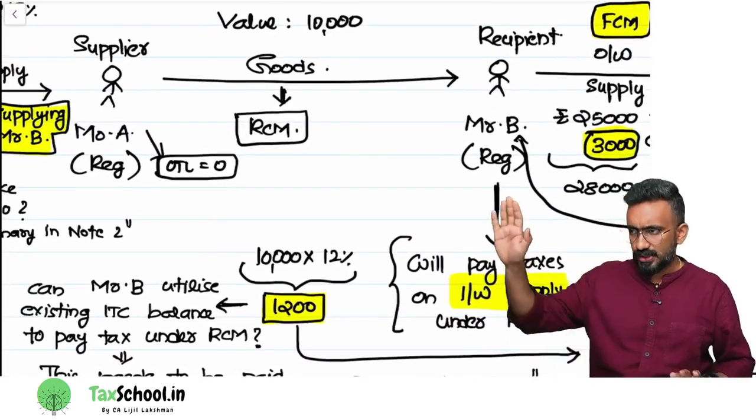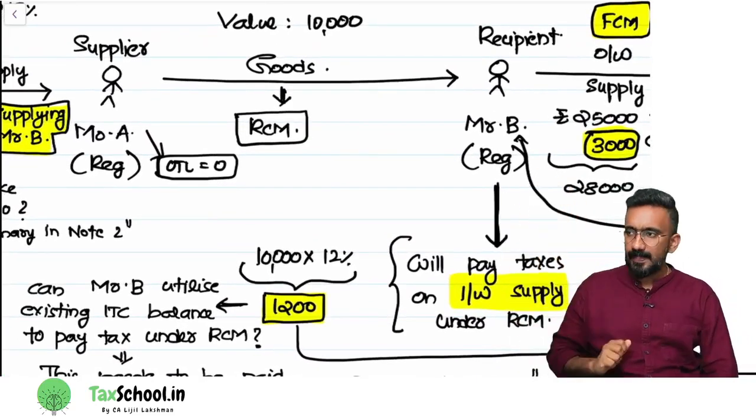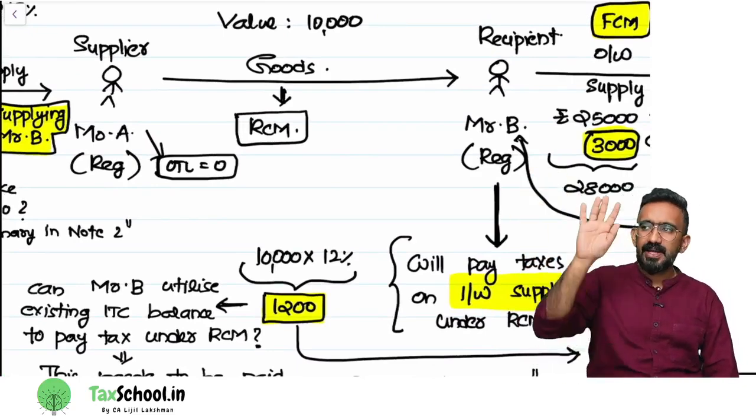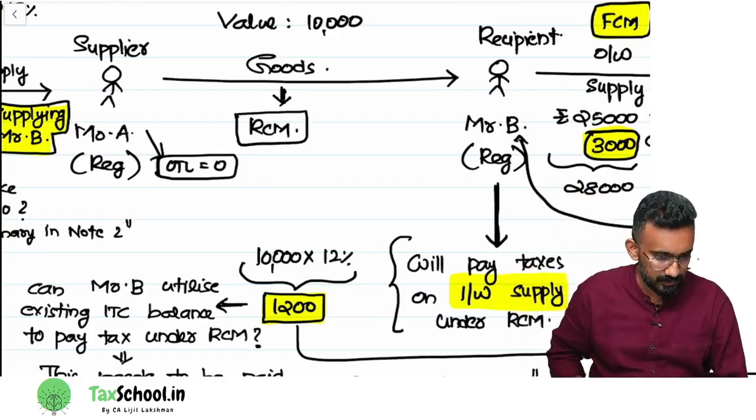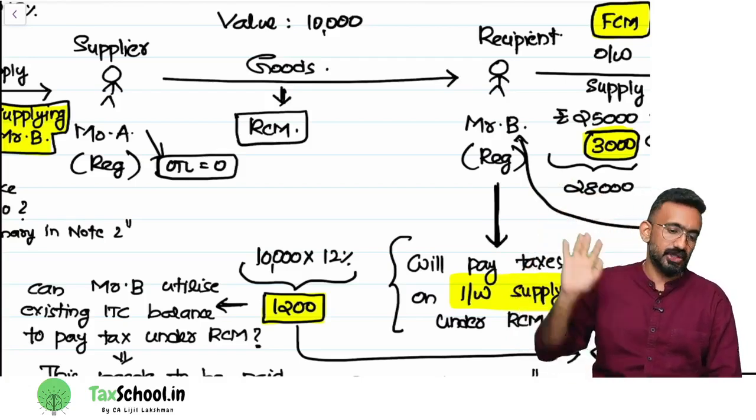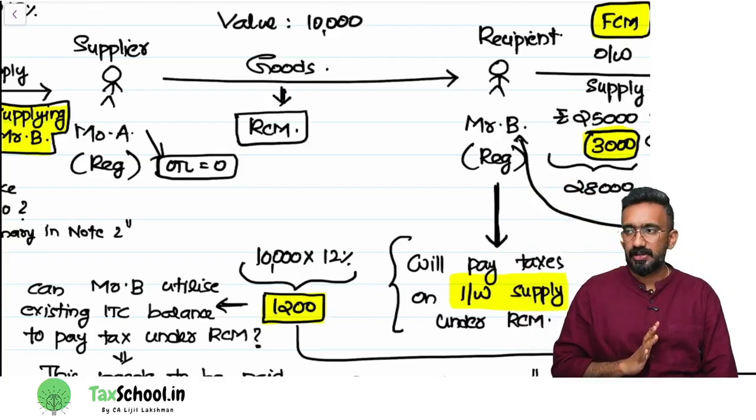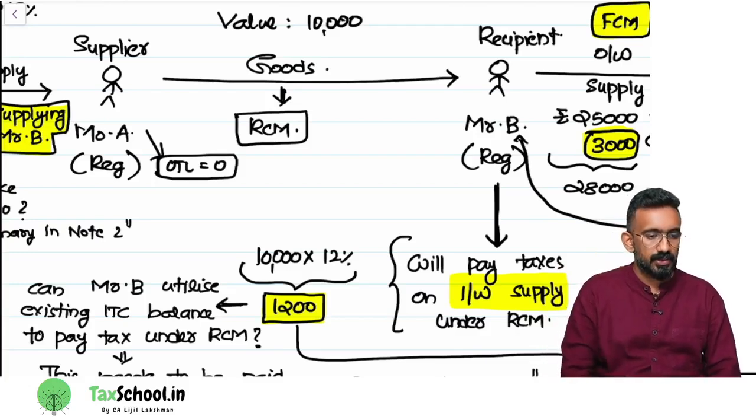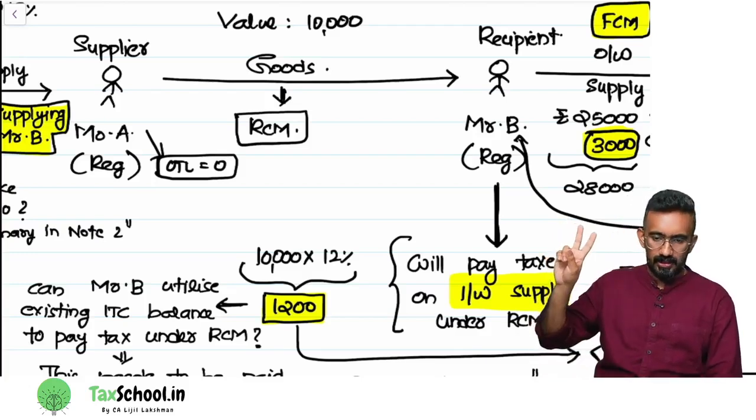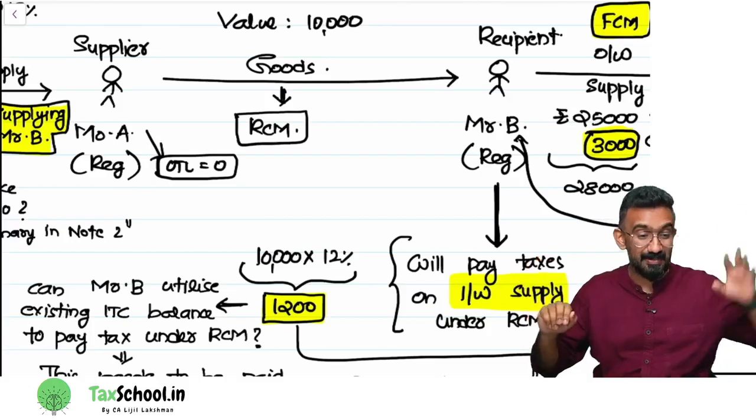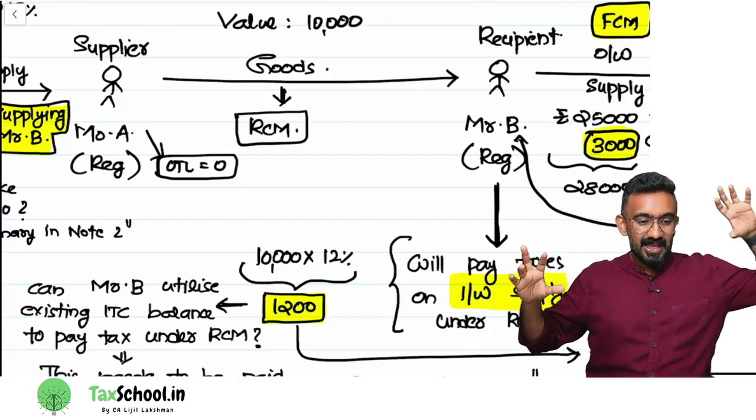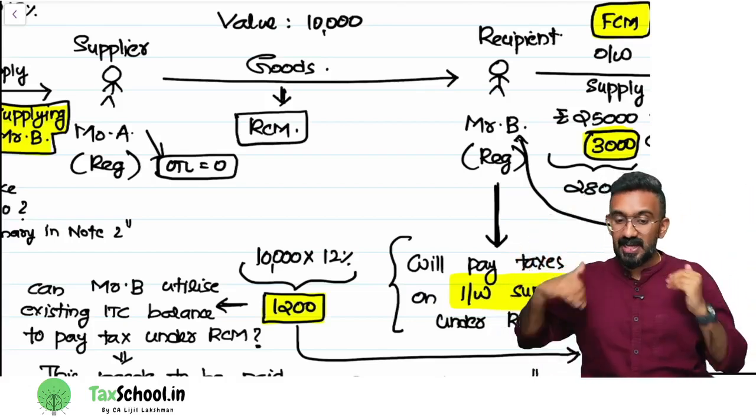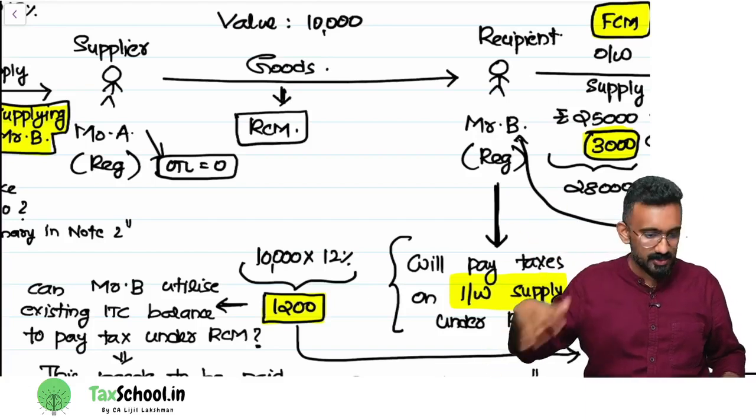look at a simple transaction here. There is supplier A and supplier B. Supplier A is supplying goods to supplier B and the value of goods is 10,000 rupees. It is taxed under reverse charge. So who will pay taxes to the government here? There are two registered persons. I cannot say supplier A and supplier B. Supplier A is supplying goods to recipient B. Let me change that wording. Supplier A is supplying goods of 10,000, but it's taxed under RCM. Who will pay taxes? B will pay taxes because it's under RCM.